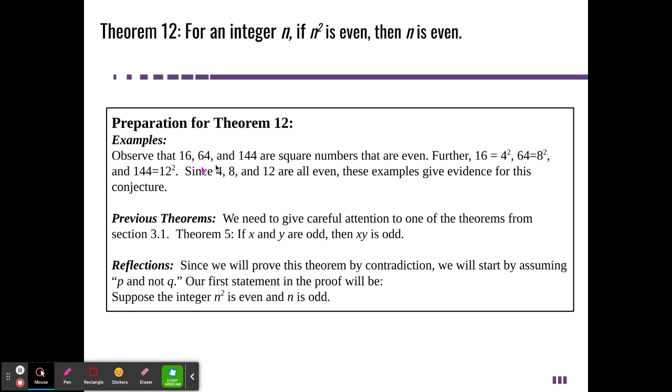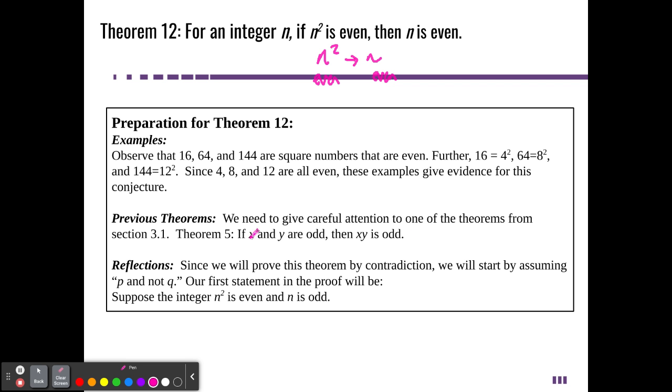And so what we're really trying to get to is that n squared implies n, right? It's this idea that if this is even, then this will be even. And so we're modeling that here to let ourselves see it.